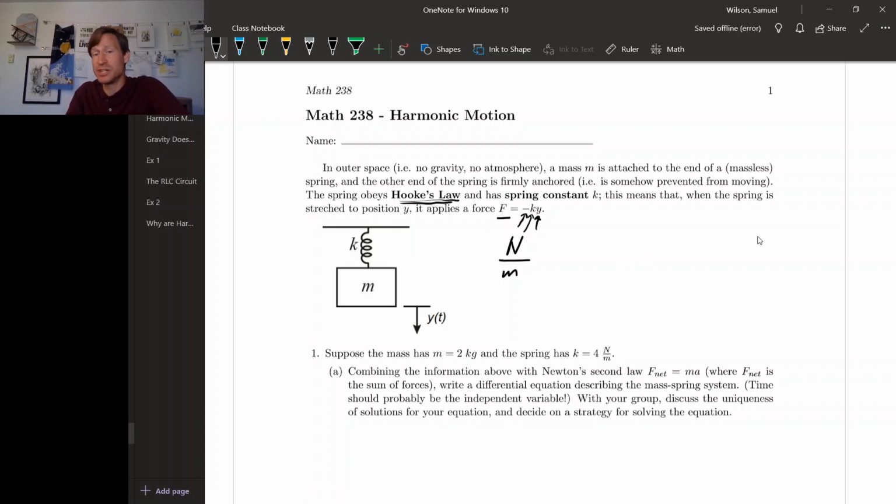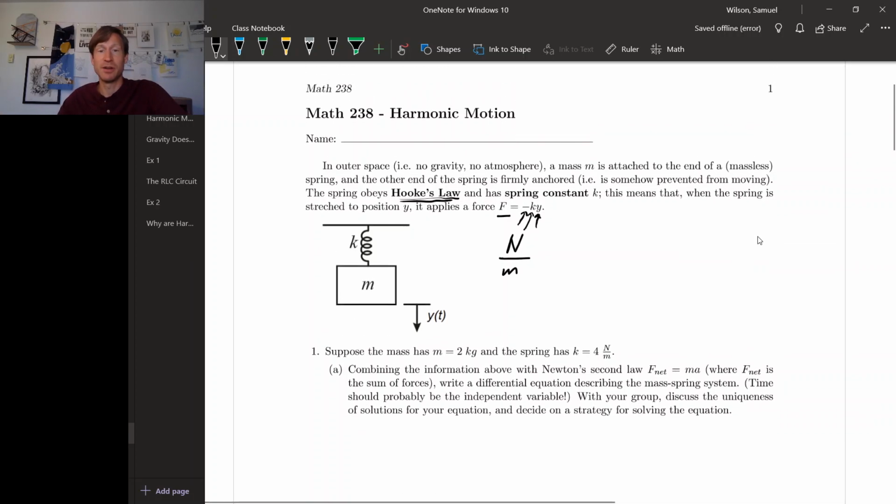So in this situation, we actually have all the tools that we need to write down a differential equation for this sort of system. So if we have a mass of 2 kilograms and a spring whose spring constant is 4 newtons per meter, we can write down a differential equation for this system. So go ahead and pause this video and work on the first couple problems. And if you get stuck or need some help, you can unpause the video.